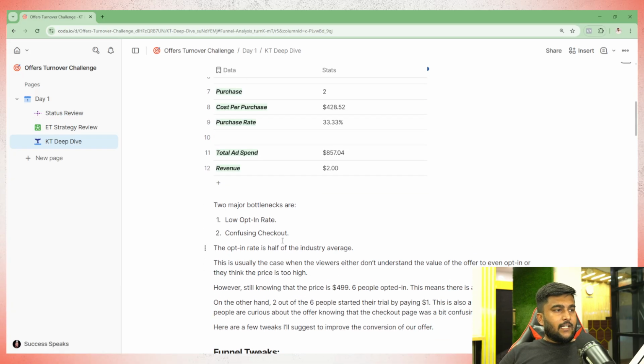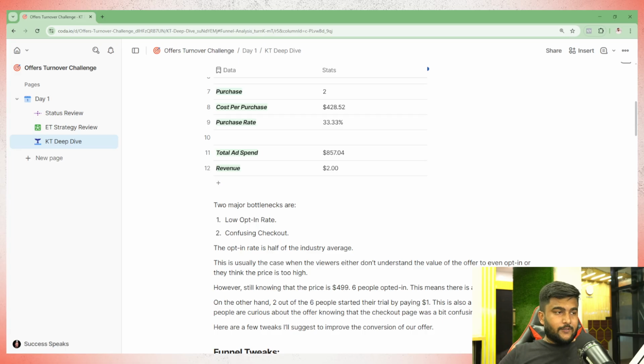Like I mentioned before, the opt-in rate is half of the industry average. This is usually the case when the viewers either don't understand the value of the offer to even opt in, or they think the price is too high, right? The $499 membership is too high. However, still knowing the price of $499, 6 people opted in. This means there is a need for the offer, right?